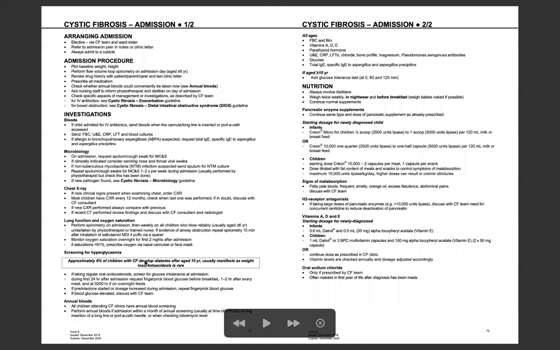I think, but this is only for children above 10 years, right? Yes, doctor. No, actually this one is if he's taking regular corticosteroids. This one is for the corticosteroids. If prednisolone is started or the dosage increased during admission, repeat finger prick blood glucose. If blood glucose is elevated, discuss with the CF team.